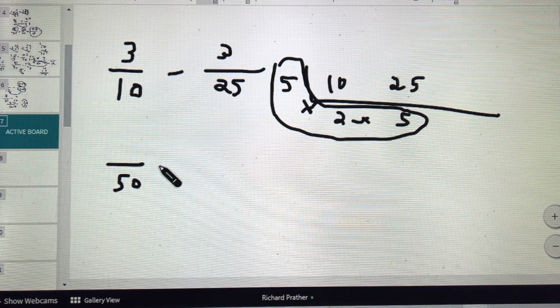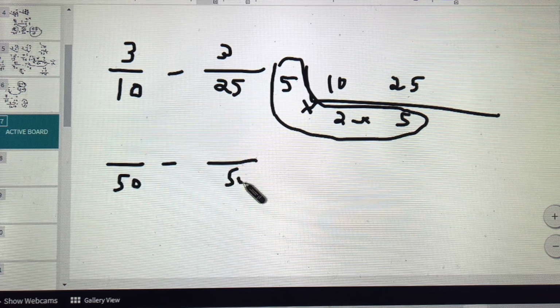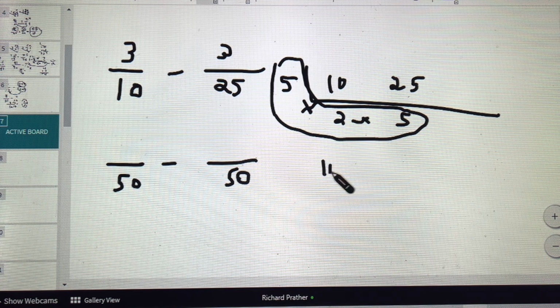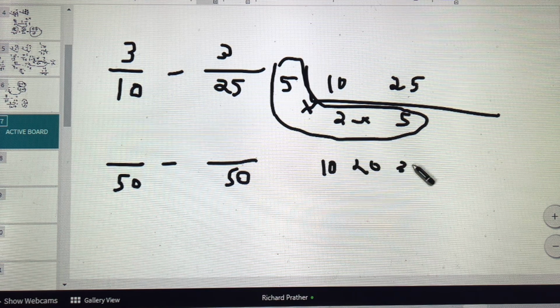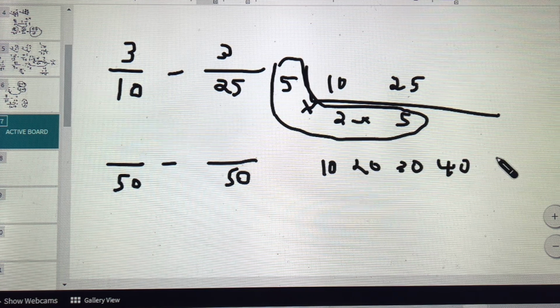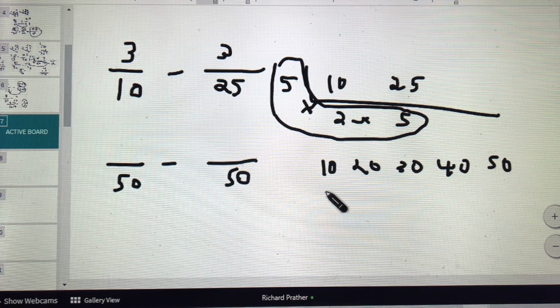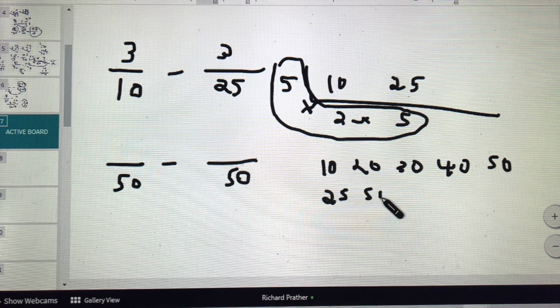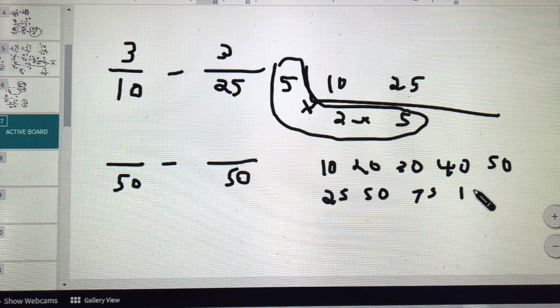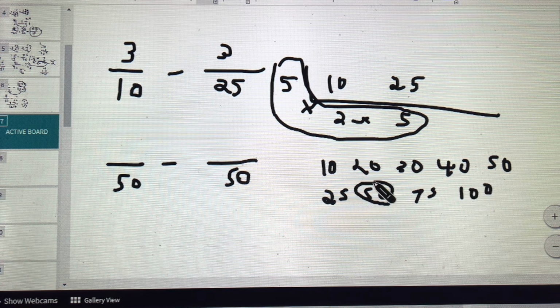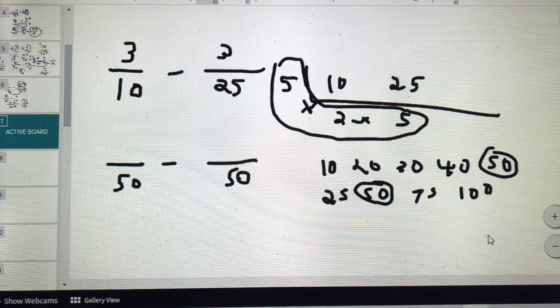And in fact, if you listed multiples of these numbers, the multiples of 10 are 10, 20, 30, 40, 50. That's pretty easy. And the multiples of 25 are 25, 50, 75, 100, but we already hit a common one with 50. So there's another way to see that that's 50.